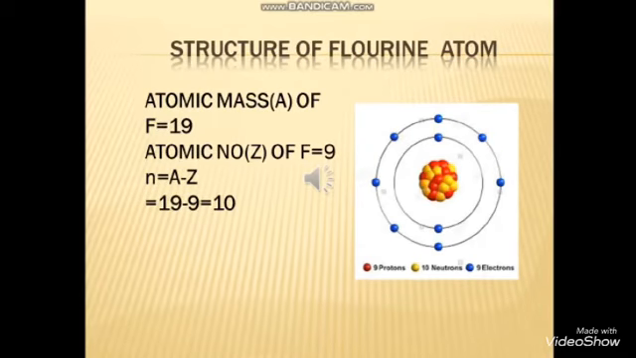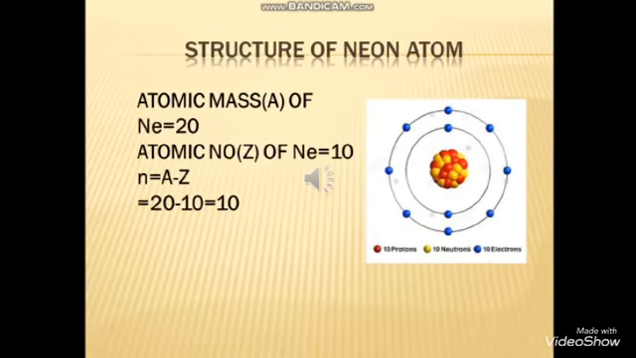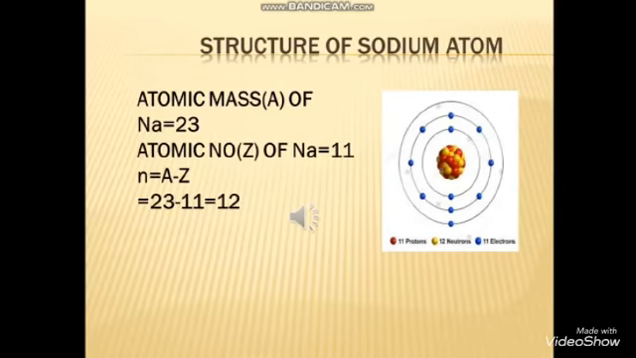The fluorine atom contains 9 protons, 10 neutrons and 9 electrons. This is the atomic structure of the neon atom. The neon atom contains 10 protons, 10 neutrons and 10 electrons. The first shell is completely filled with 2 electrons and the second shell is also filled with 8 electrons. Neon is a noble gas. The third period starts from sodium. It contains 11 protons, 12 neutrons and 11 electrons. The first shell contains 2 electrons, the second shell contains 8 electrons and the last shell contains 1 electron.